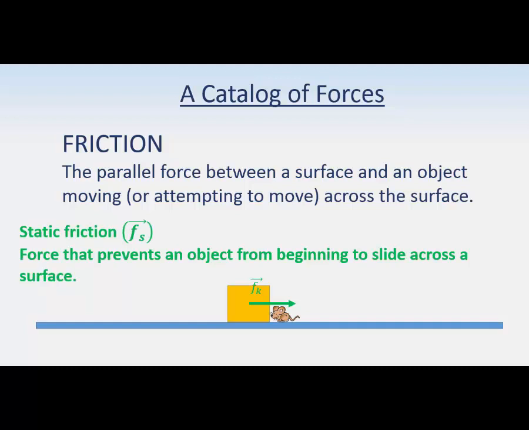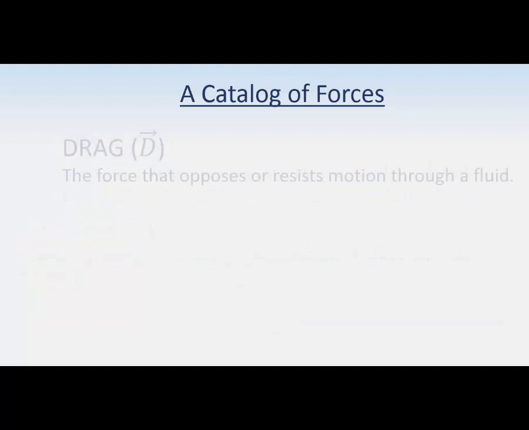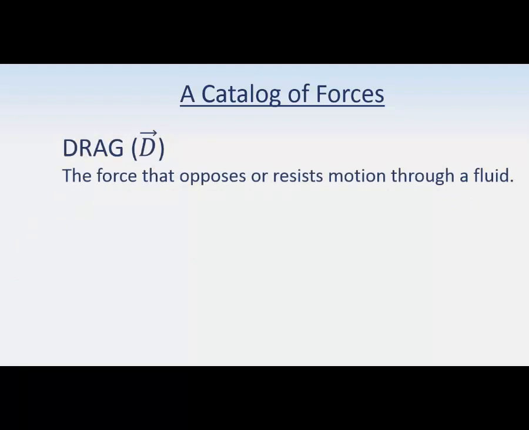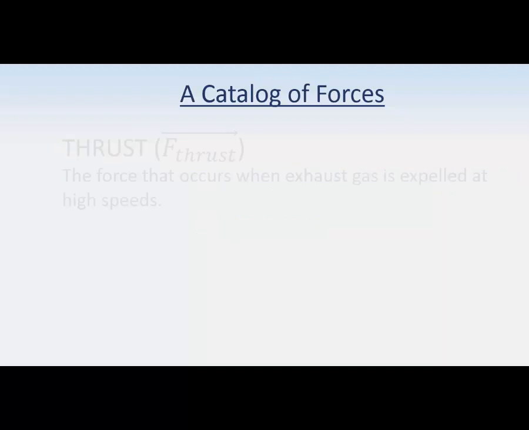Static friction is a force of friction that prevents an object from beginning to slide. For example, here you see this small mouse trying to push a block, but the force of static friction pushes in the opposite direction. Drag is a force that we will not concern ourselves with much, but it's the force that opposes or resists motion through a fluid, such as liquid or gas. The drag force you are most familiar with is air resistance, which we have ignored up to this point and will continue to do so.